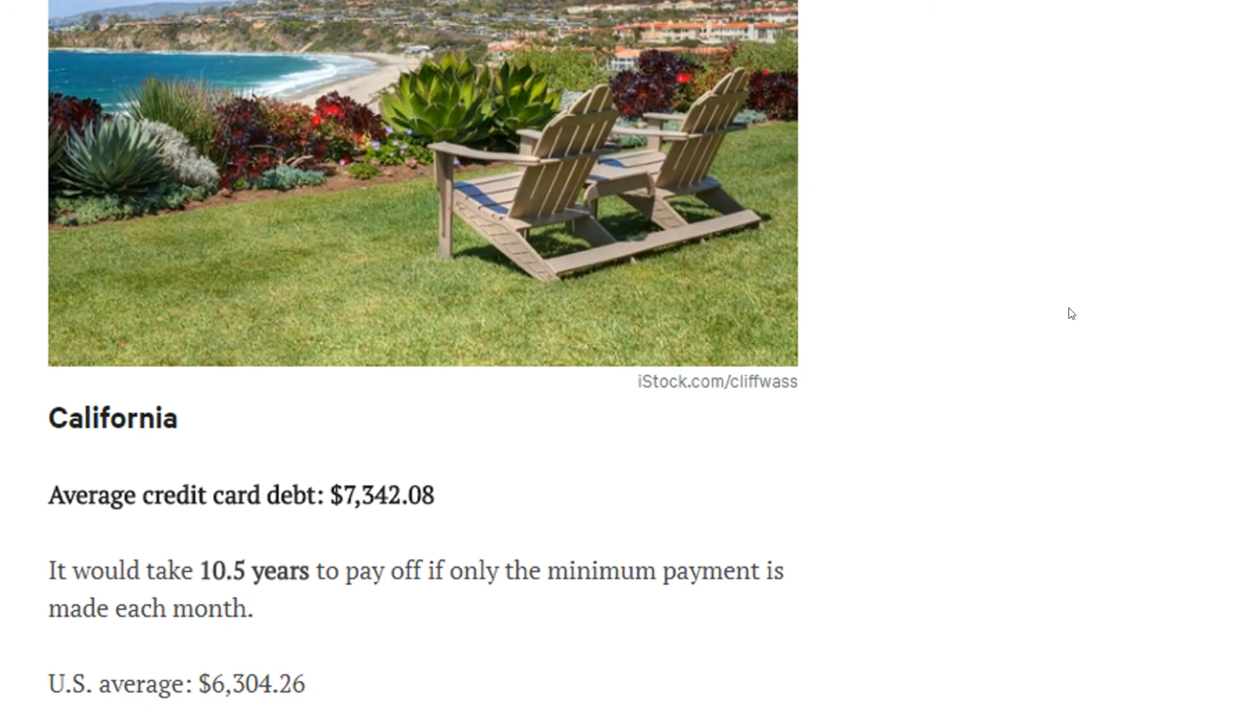So here is just some additional information I talk about in class. In California, this was from a few years ago, but the average credit card debt was $7,342. And the stats they gave was it would take 10.5 years to pay it off if they only paid the minimum payment each month. So you definitely want to pay more than the minimum payment on a credit card, and preferably you want to pay the full balance so that you're not paying interest.